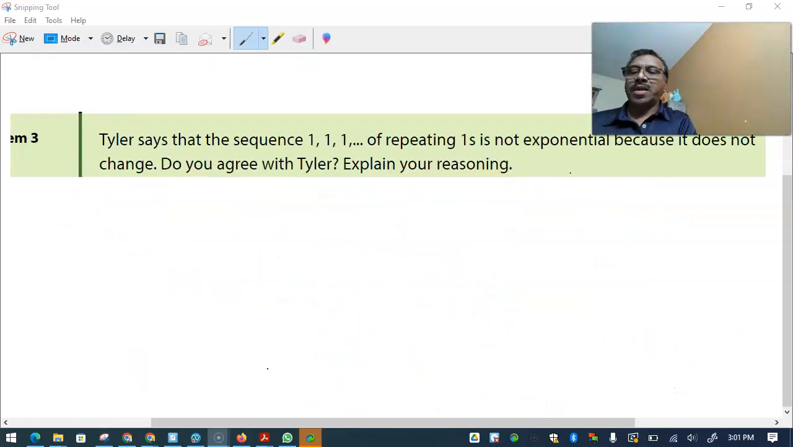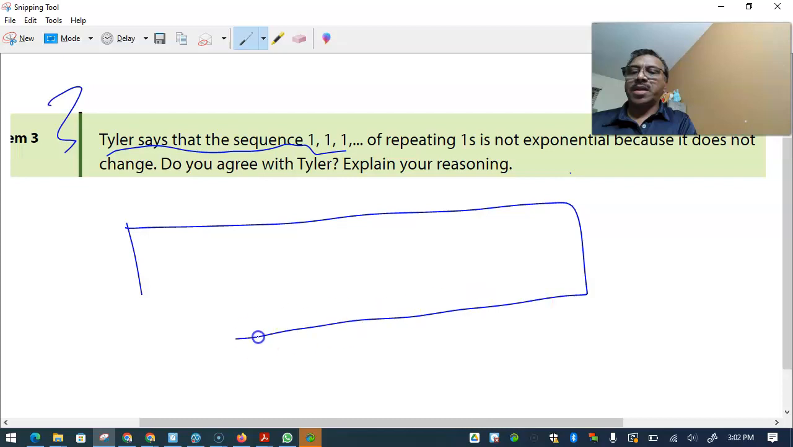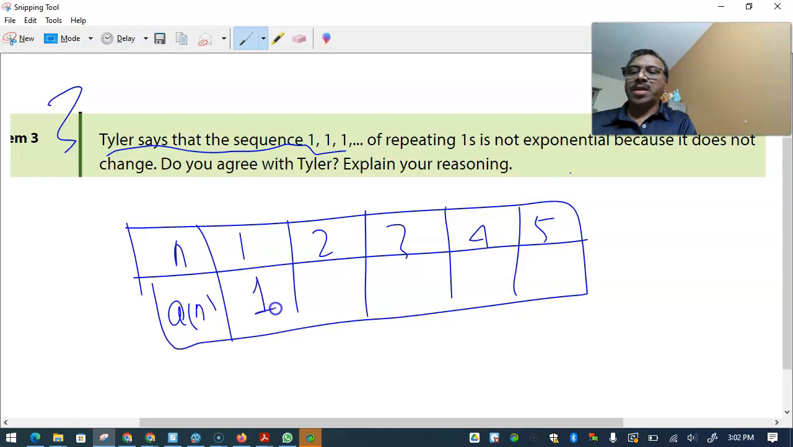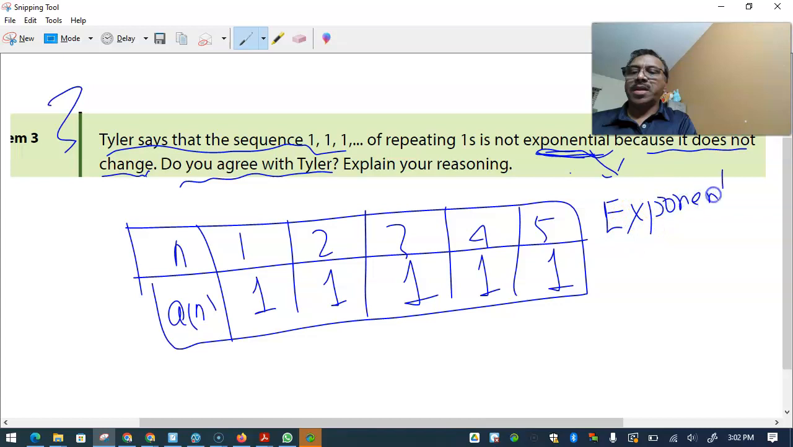Okay, so this is the third question, and let's check. The title says that there is a sequence. So let me do this: n, and let's say this is a sequence a_n, with the first term, second term, third term, fourth term, and likewise, and the numbers are 1. So every time it is 1. The title says it's not exponential because it does not change. So the question is, do we agree with Tyler that this is not exponential? What does it mean to be an exponential sequence? That's the question. And whether the answer is yes or no, we have to give the reasoning.